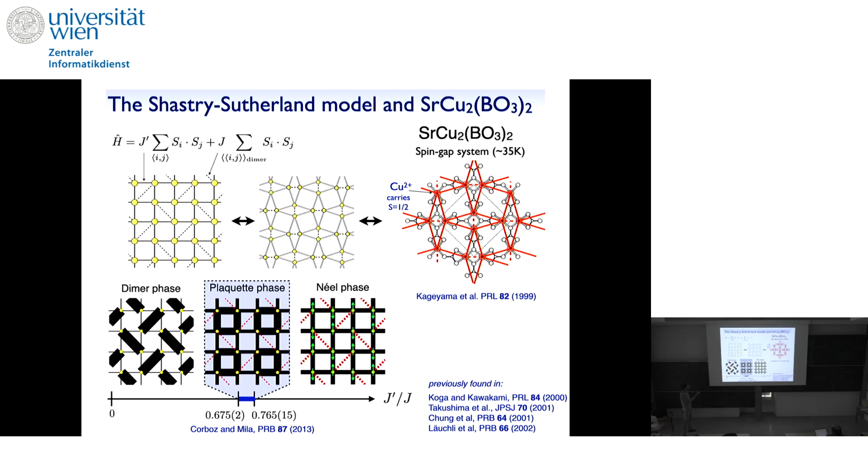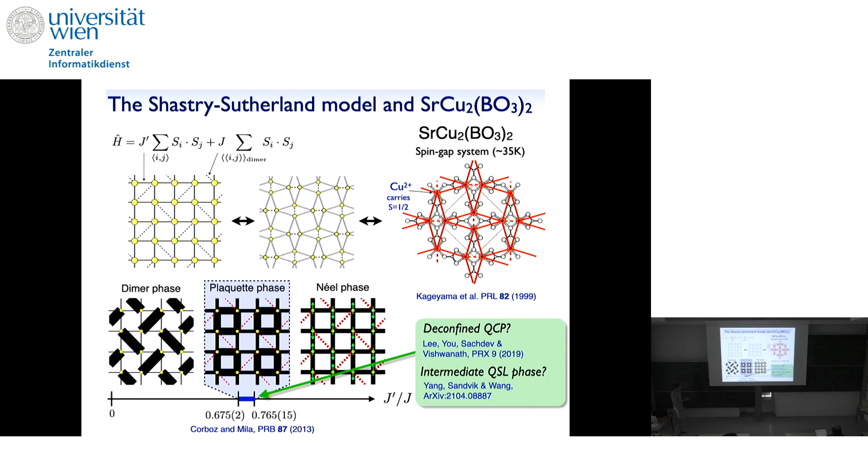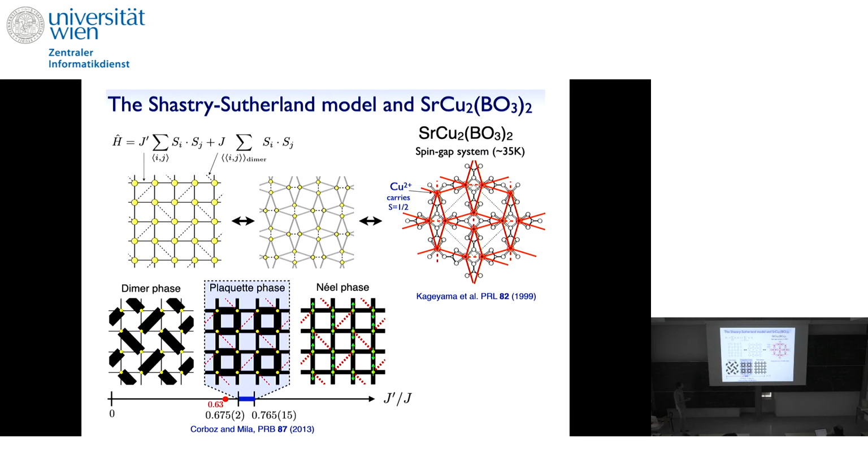Okay, so here's the phase diagram as a function of J prime over J. In this limit here, you have a dimer phase, so just the product of singlets. In the other limit, you have a Néel phase. And in between, there's a plaquette phase. That's a non-magnetic phase which breaks translational symmetry. More recently, there have also been new calculations suggesting that there could be a narrow spin liquid phase in between, but I will not go into the details of these new calculations. So that's still one additional possibility.